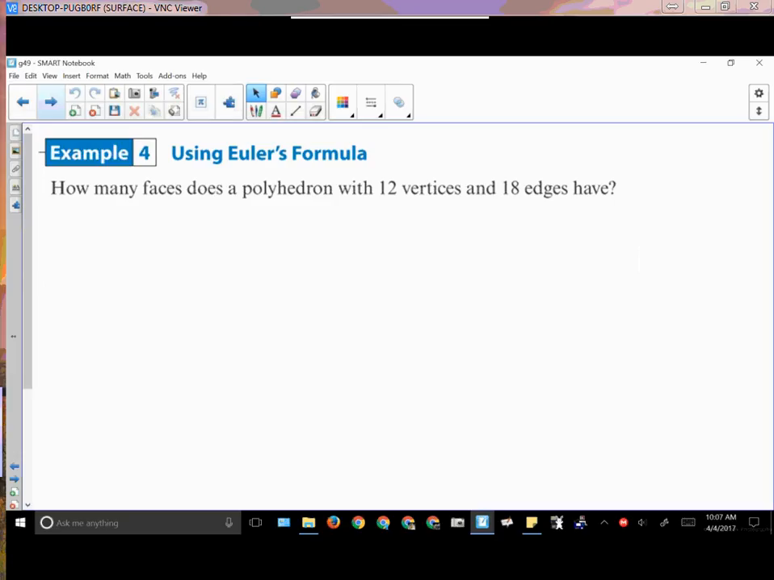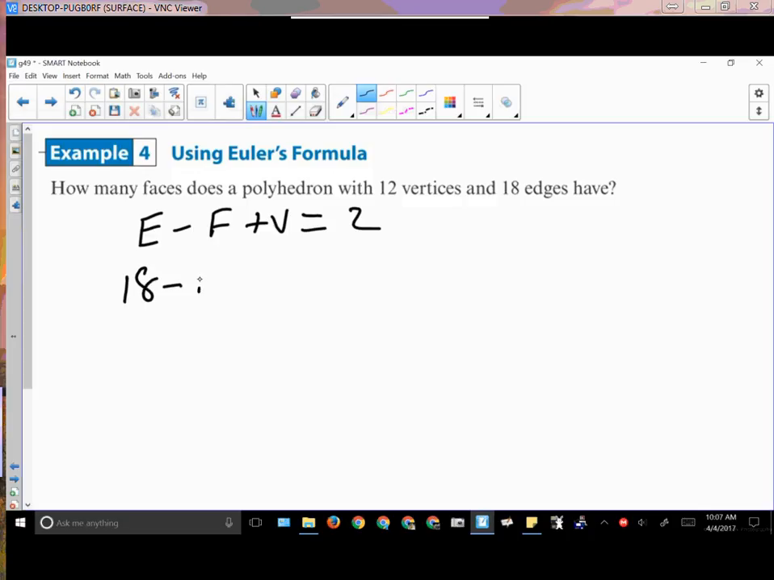All right, so we're going to continue on here with this. Using Euler's formula, how many faces does a polyhedron with 12 vertices and 18 edges have? Well, the formula is E minus F plus V is equal to 2, correct? Okay, so how many edges does this thing have? 18 minus faces, I have no idea, plus the vertices, which is 12, is supposed to be equal to 2.